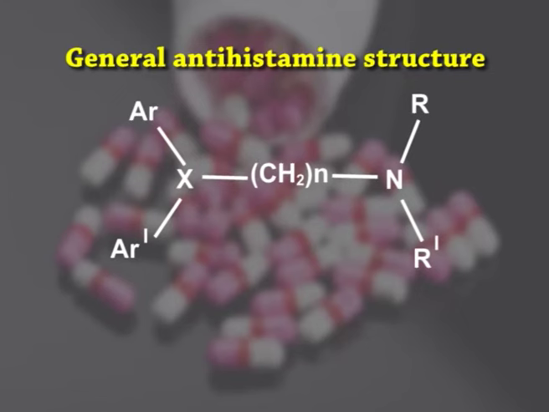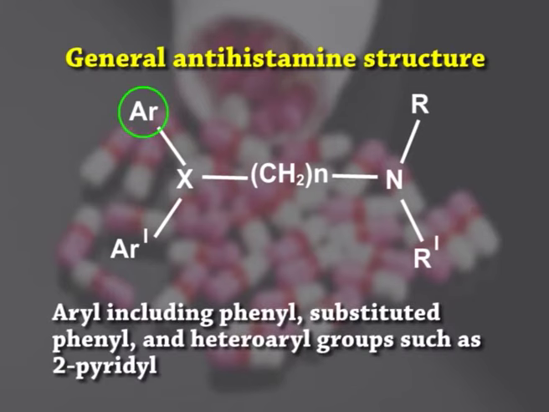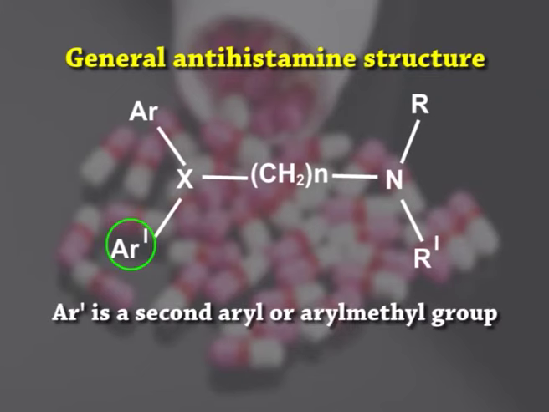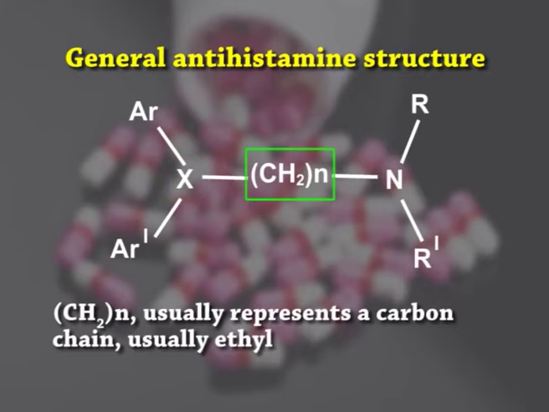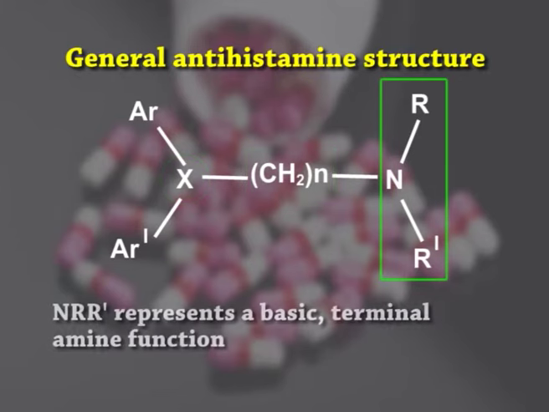The basic structural requirements for H1 receptor antagonism have been identified as those shown in the figure on the screen. Shown is the general antihistamine structure. In this structure, Ar is an aryl group including phenyl, substituted phenyl and heteroaryl groups such as 2-pyridyl. Ar' is a second aryl or arylmethyl group. X is a connecting atom of O, C or N, or CSTHN. (CH2)n usually represents a carbon chain, usually ethyl, and NRR represents a basic terminal amine function.